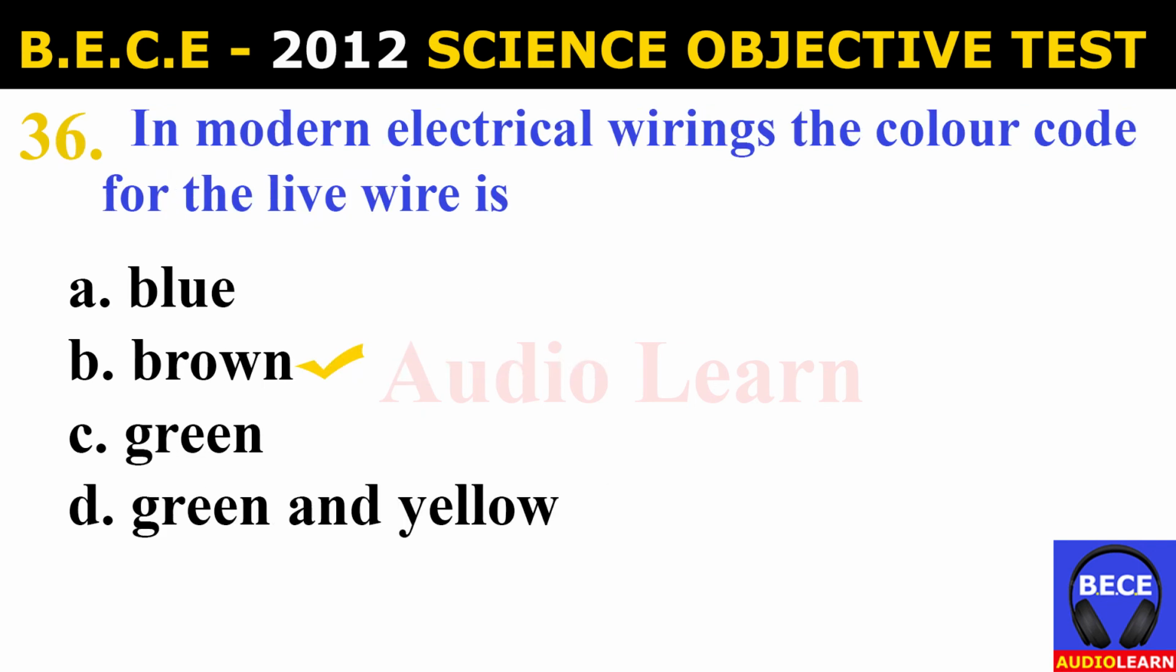Number 36. In modern electrical wirings, the color code for the live wire is A. Blue. B. Brown. C. Green. D. Green and yellow. And the answer is B. Brown. In modern electrical wirings, the color code for the live wire is brown.